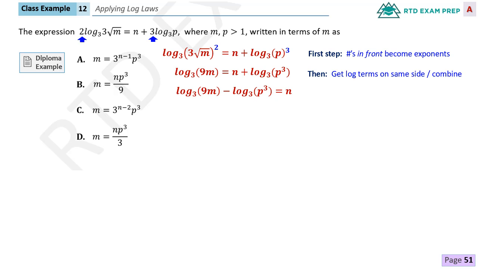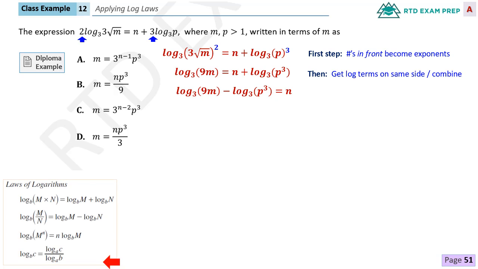When we solve logarithmic equations, our habit is typically to put all the log terms on one side and the non-log terms on the other. Then we can reduce the multiple log terms into a single log term, and that usually makes converting a lot easier. So here, we've got log base 3 of 9m minus log base 3 of p cubed. The subtraction of two logarithmic terms becomes a division of their arguments. So we end up with the log base 3 of 9m divided by p cubed. This is equal to n.